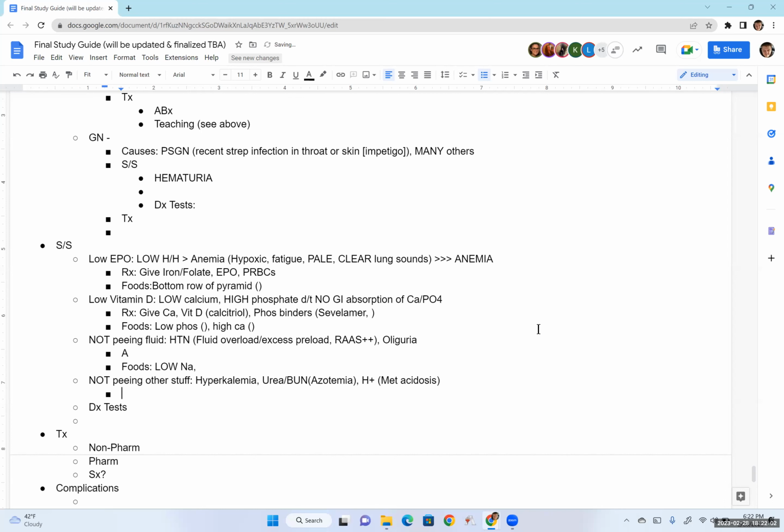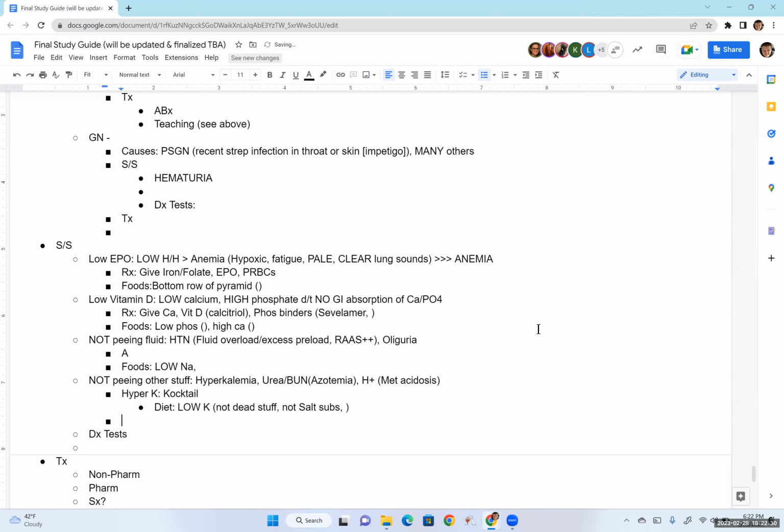So hyperkalemia, how do you fix that? Cocktail, right? And then diet is what? Low K, such as no dried stuff, right? Not potassium, not sodium replacement. What do they call them? Salt substitutes, right? Yeah, no salt substitutes.